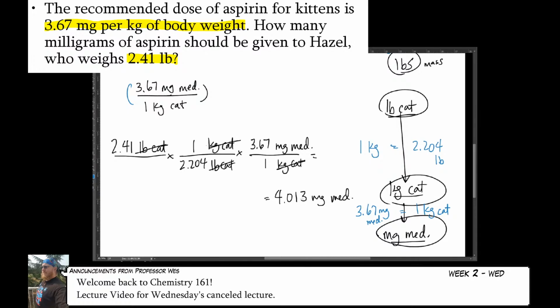Milligrams of medication. Let's go assess sig figs. We don't want to overdose the cat. This is 3 sig figs. This is 4 sig figs. 1 is exact. 1 is exact. And this is 3 sig figs. The lowest number of those is 3, so I should have 3 sig figs in my answer. So we would give Hazel 4.01 milligrams of medication based on these guidelines.